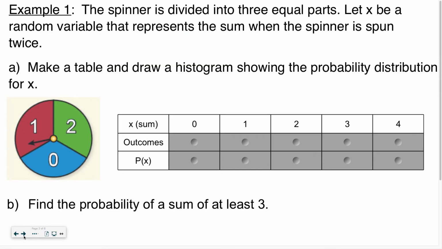Okay, so we're going to do an example where we create a probability distribution for a spinner. Okay, so it says the spinner is divided into 3 equal parts. That's important so that whether I'm landing on a 0, a 1, or a 2, they all have probability of what? 1/3, because it's all equal. If we separated the spinner into non-equal parts, we would have to calculate areas. Let x be a random variable that represents the sum when the spinner is spun twice. So I'm going to say x equals the sum for 2 spins.